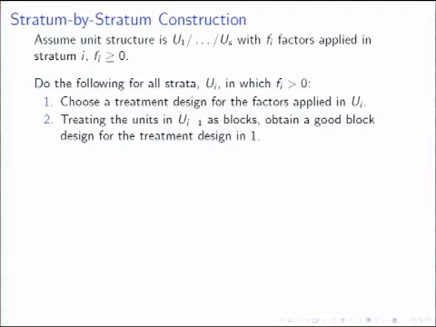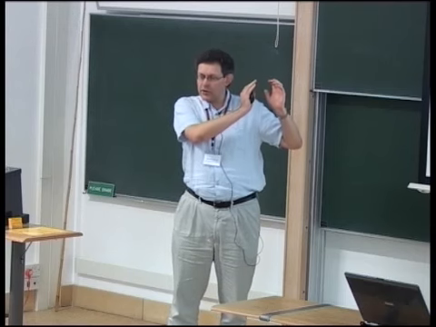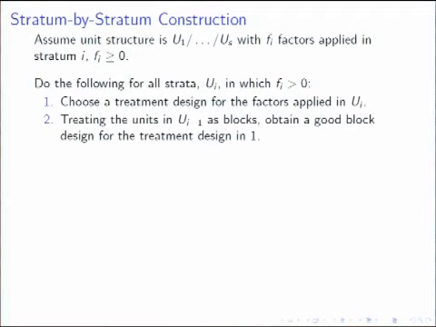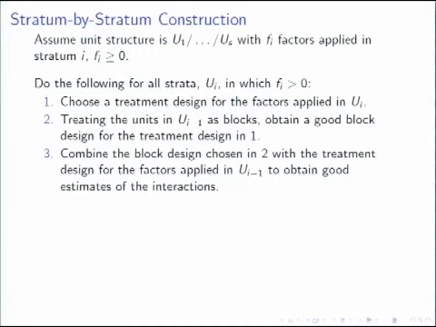In each stratum, we then think of the units in the next higher stratum as blocks, and obtain a good block design for the treatment design obtained in the first level. So again, you can do that D-optimally if you want. Having chosen your treatment design, you now block it D-optimally with respect to the next level up. And then we combine the two in such a way that we get good estimates of the interactions between main plot factors and subplot factors, or generalizations of these two sets of factors.